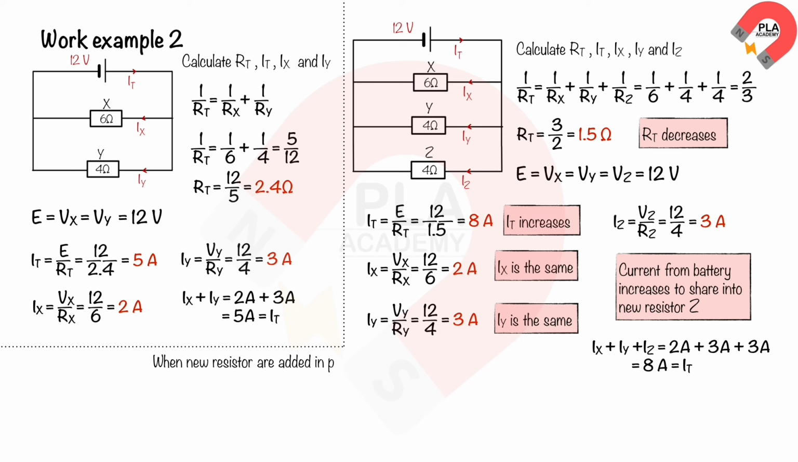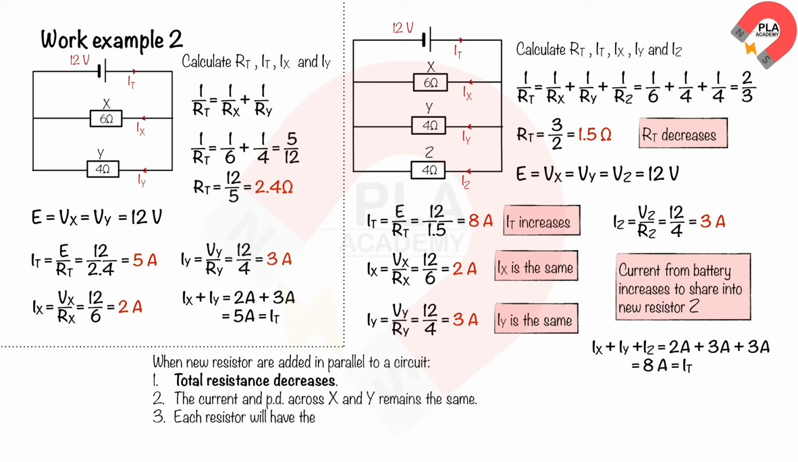We can conclude that when a new resistor is added in parallel to a circuit, the total resistance decreases. The current and PD across X and Y remain the same. Each resistor will have the same PD. The current from the battery increases to share the newly added resistor Z.